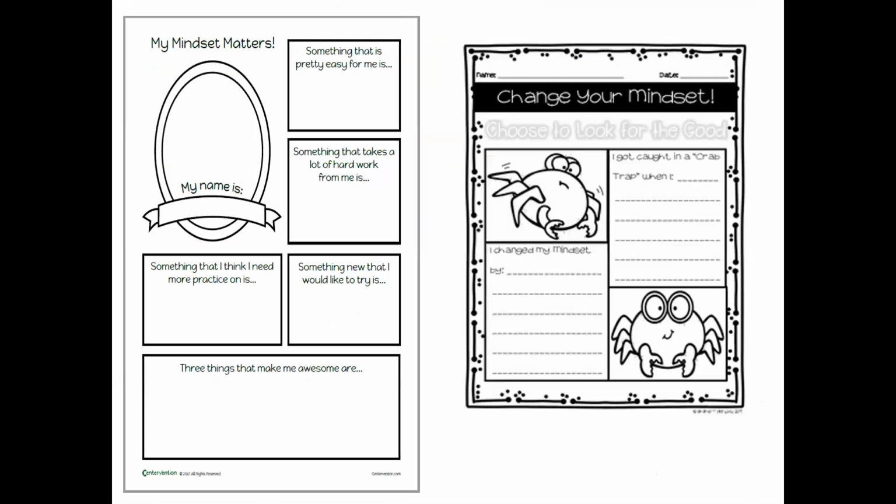Okay. Next is the bottom one, and it says, my mindset really matters. Give me your name. Think of something I think I need more practice on. 3 things that can make me awesome. Something new I would like to try. Something that takes a lot of work for me is, and something that is pretty easy for me. Then on the right side, you have your change your mindset template. So I want you to go ahead and choose to look for the good. I changed my mindset by, then list the things there, and I got caught in a crab trap when it blank, blank, blank. Okay.